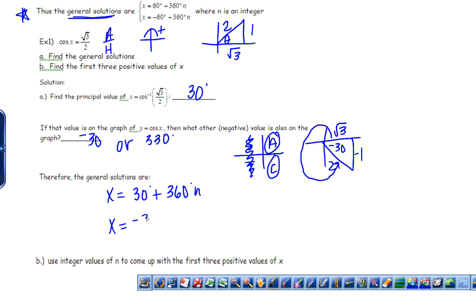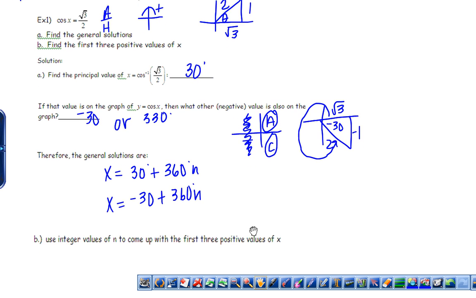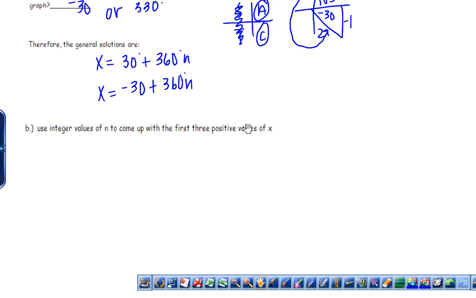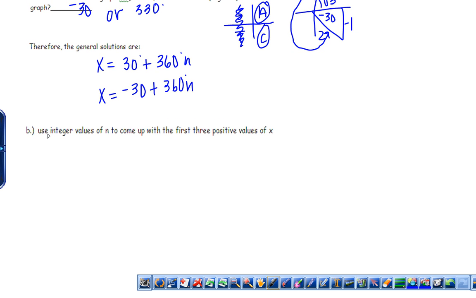Personally, I like the negative 30 degrees because it's a smaller number to work with. Now I'm going to take either one of those. All right? So we have two general solutions, which you're always going to have. So now when you take your two general solutions, it says to use integer values of n to come up with the first 3 positive values.